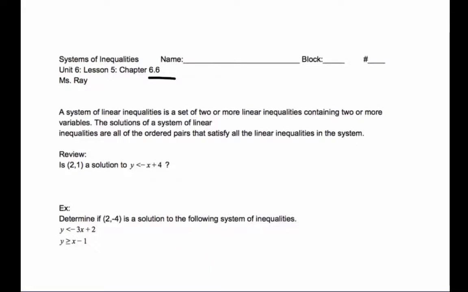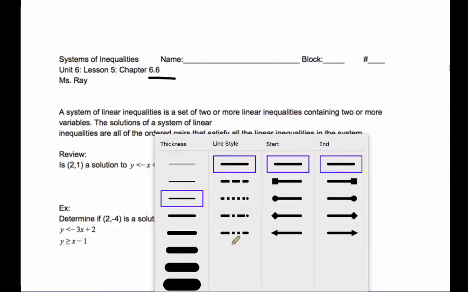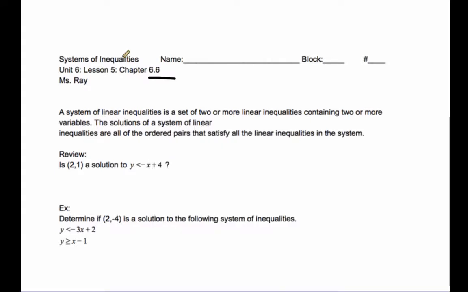This is systems of inequalities. So we have already learned what an inequality is. Remember, the inequalities are less than, greater than, less than or equal to, and greater than or equal to. Those are inequalities. And a system is where we have two or more of those. Okay, that's what we learned in the last few lessons. So a system of linear inequalities is a set of two or more linear inequalities containing two or more variables.